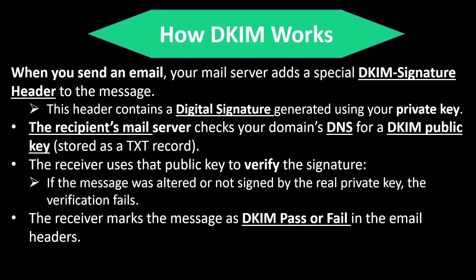When you send an email, your mail server adds a special DKIM signature header to the message. This header contains a digital signature generated using your private key. The recipient's mail server checks your domain's DNS for a DKIM public key stored as a text record. Then the receiver uses that public key to verify the signature. If the message was altered or not signed by the real private key, the verification fails. The receiver marks the message as DKIM pass or fail in the email headers.